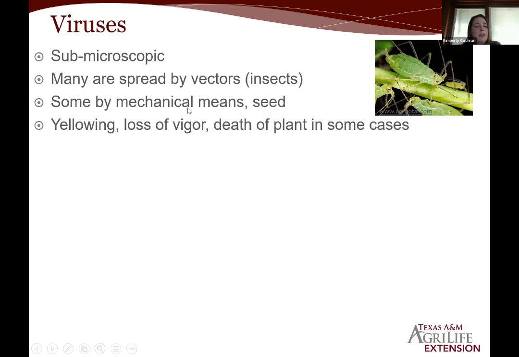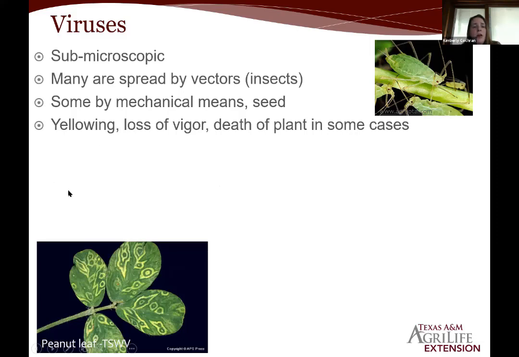Now, some viruses can be spread by people, like on your hands. For example, if you smoke and you've handled cigarettes and then you go into a nursery greenhouse, that can be problematic because you can spread tobacco mosaic virus to a lot of ornamental plants that way. That's why a lot of commercial nursery greenhouses have strict rules about smoking. Also, some can be spread by seed. That's still kind of under investigation on what can be spread by seed and what's not. But generally, plant viruses are associated with a yellowing, loss of vigor, and death of the plant in some cases.